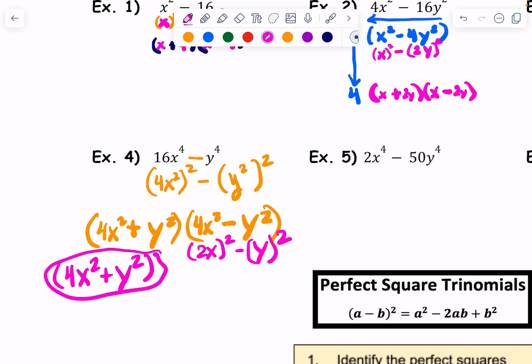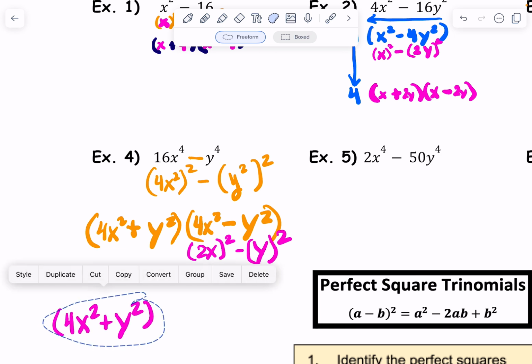Oh, that's funny. Hold on, I meant to grab that tool. I guess it's not grabbing it that easily.